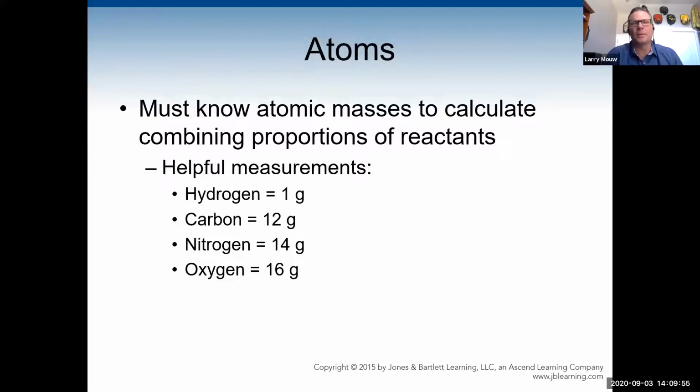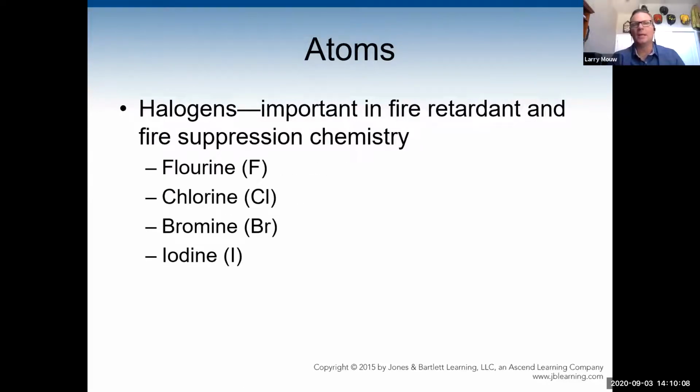You must know the atomic mass to calculate the combining portions of reactants. So as we look at some helpful measurements, hydrogen has 1 gram, carbon 12 grams, nitrogen 14 grams, oxygen 16 grams. Again, like I say, we're not going to worry so much about some of those calculations, but we're just kind of looking at the overall theories about these.